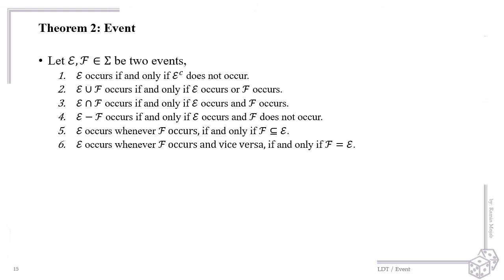We can use set theory and prove some more propositions. Let E and F be 2 events. E occurs if and only if its complement does not occur. It's easy to explain or to prove this. For example, you can use a Venn diagram. Here this is E and this part is its complement. If omega is in E here, we know that omega is not in its complement. Therefore, if E occurs, we are sure that its complement does not occur.